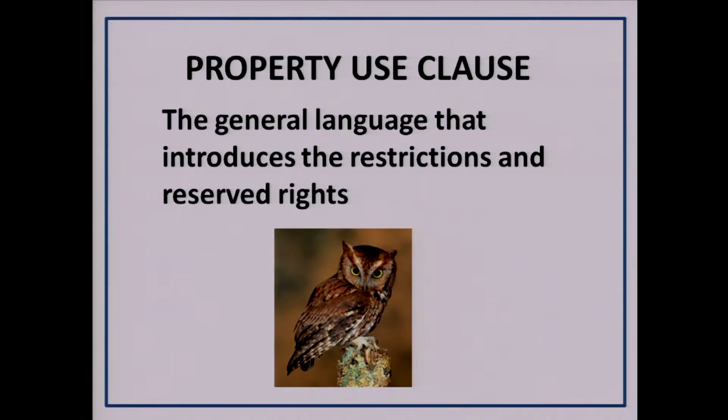Another important clause is the property use clause, that is the language that introduces the restrictions and reserved rights. The meat and potatoes of a conservation easement are the restrictions and the reserved rights. That's where the landowner says, I want to have 2 building envelopes with houses, I want roads that go here, I want to do this kind of agricultural activity. The property use clause introduces that, and there are still some templates floating around that have obsolete property use clauses that are unfair to one party or the other. Here's a couple of examples.